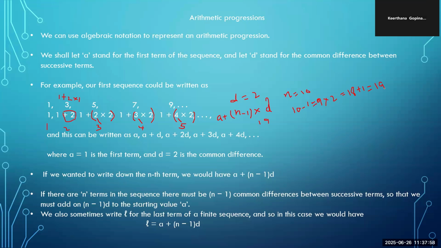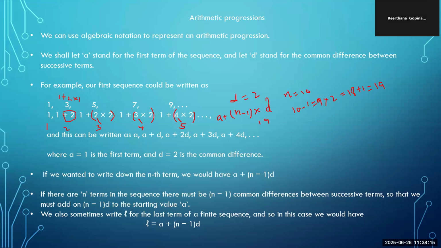Simple, no. 45th term will be 44 into 2 is 88 plus 1 is 89. Shouldn't take more than 3 seconds for you. Simple. 89.